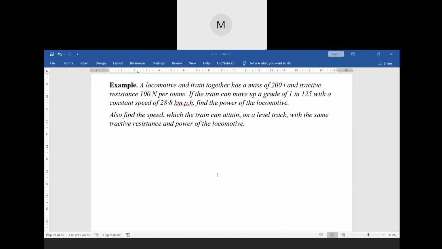But for work done, the distance is not there. But the speed we found out in meter per second, right? So you can do one thing: work done per second. That means in 1 second how much work is done. Can you find out that thing or not? Students, are you getting me what I'm saying?